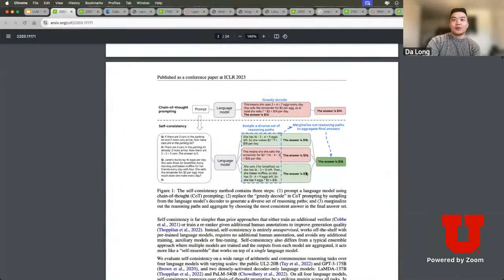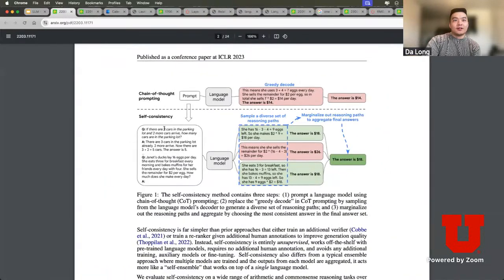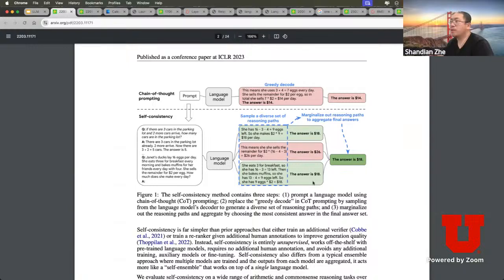This paper is also very simple. It uses the same technique as the previous one. It incorporates the chain of thought in the prompt, and then asks the language model to output 3 different answers, and then they do a majority vote on the answers and choose the most common one as their final answer. So they call it self-consistency. This is ensemble. Yeah, ensemble.